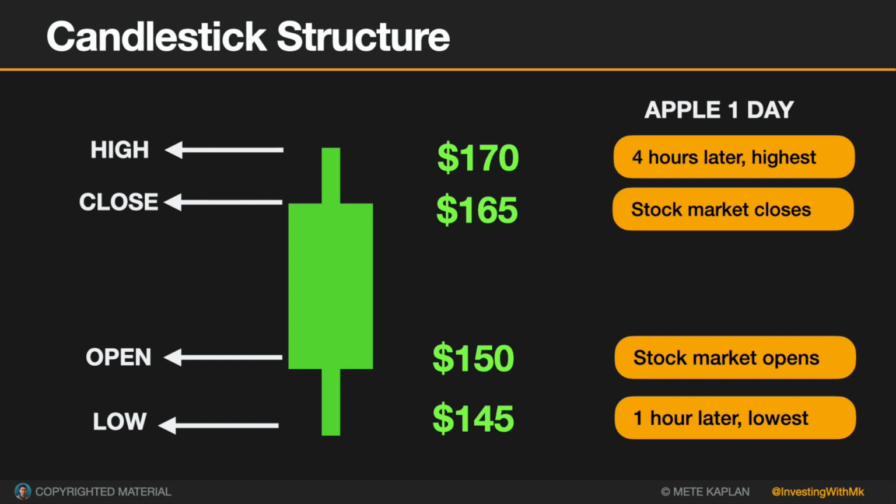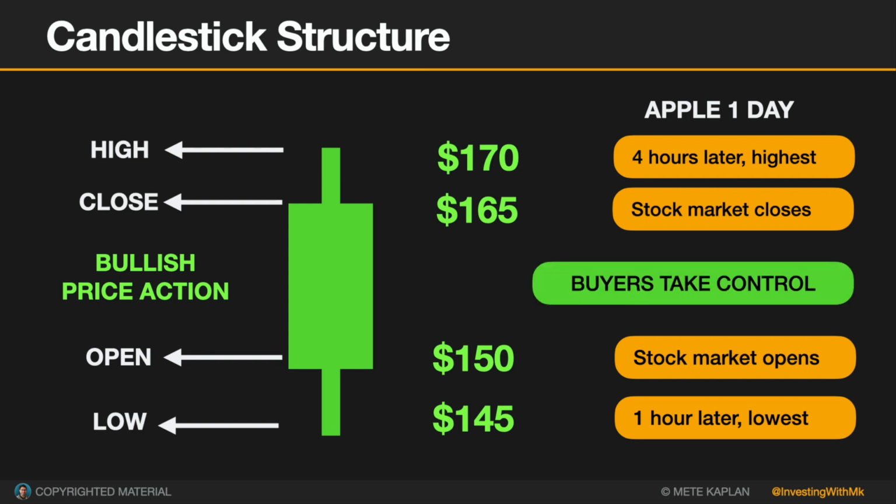When we see green candles like this one, we generally assume it as a bullish price action because buyers beat sellers and take control of this time session. We'll talk about this later on. This is the lifespan of a single candlestick. This example is based on a 1 day time interval. However, this candlestick could have been representing 1 hour or 1 minute, all the same.